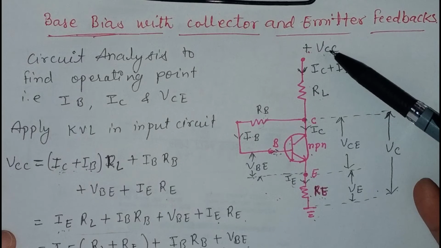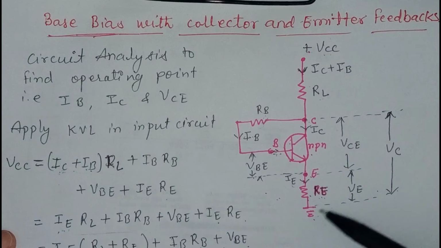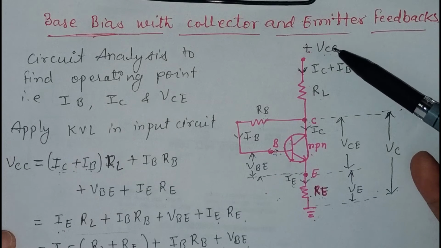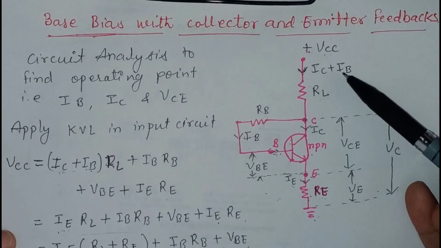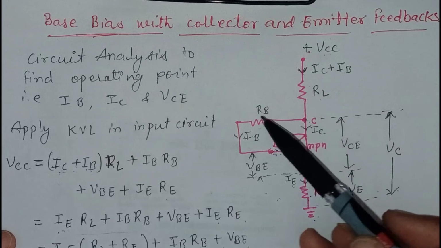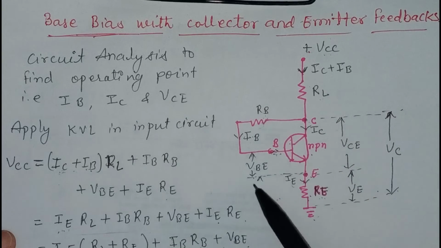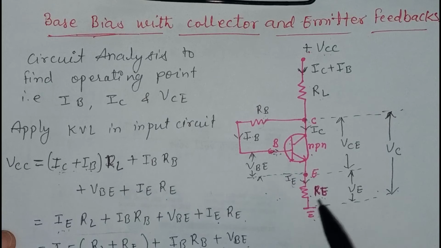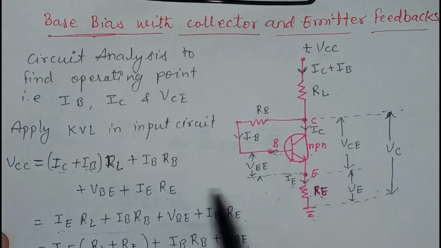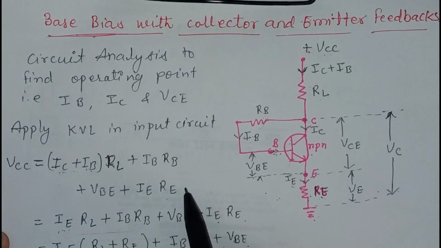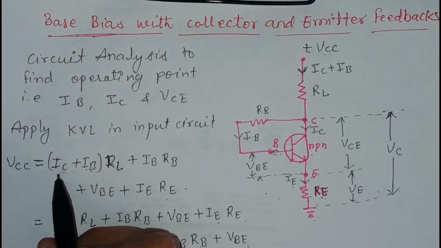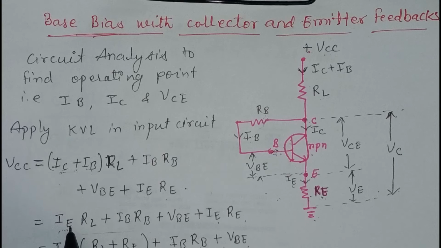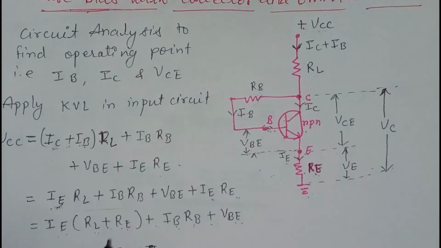This is VCC, positive VCC, and this is negative terminal, means ground terminal. So the loop equation for input side will be VCC equals to IC plus IB into RL plus IB into RB plus VBE, voltage across this base and emitter, and IE into RE. So this is the loop equation for input side. Here, as we know, IC plus IB is equals to IE. So we will put IE here. Now the equation will be this.